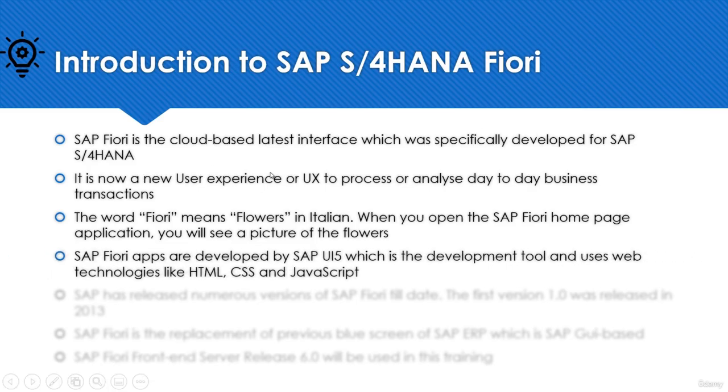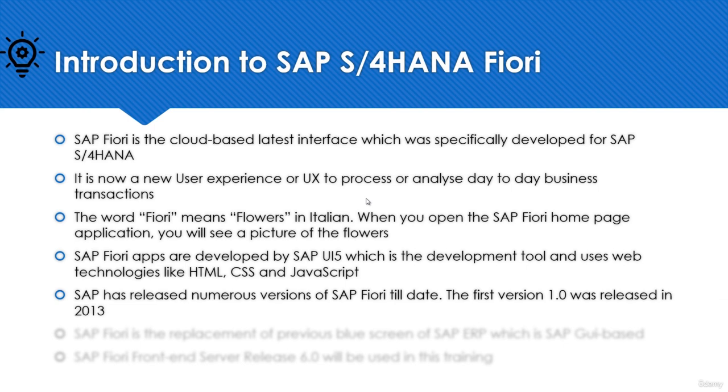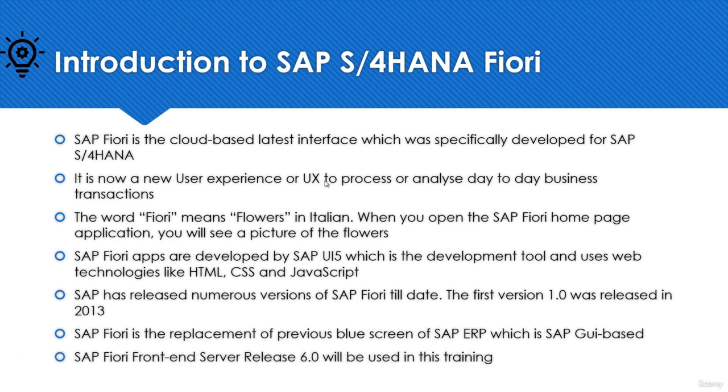SAP Fiori apps are developed by SAP UI5, which is the development tool and uses web technologies like HTML, CSS, and JavaScript. SAP has released numerous versions of SAP Fiori to date. The first version, 1.0, was released in 2013. SAP Fiori is the replacement of the previous blue screen of SAP ERP, which is SAP GUI based. SAP Fiori front-end server release 6.0 will be used in this training.